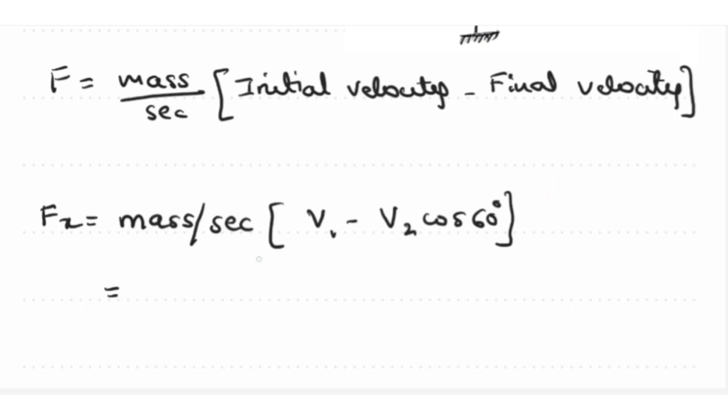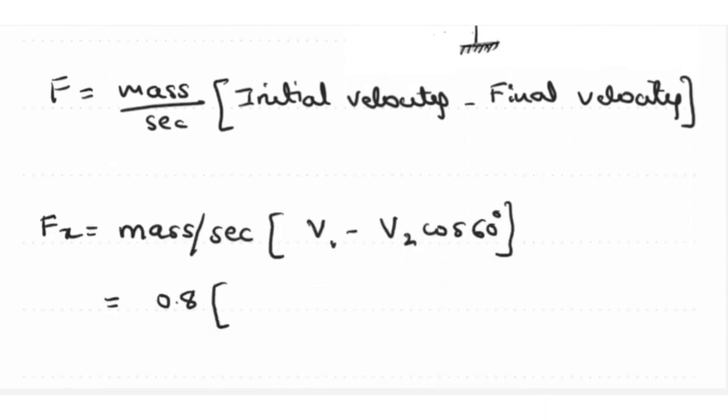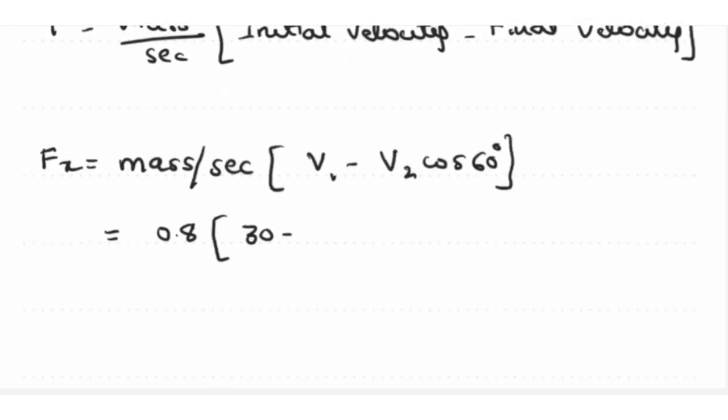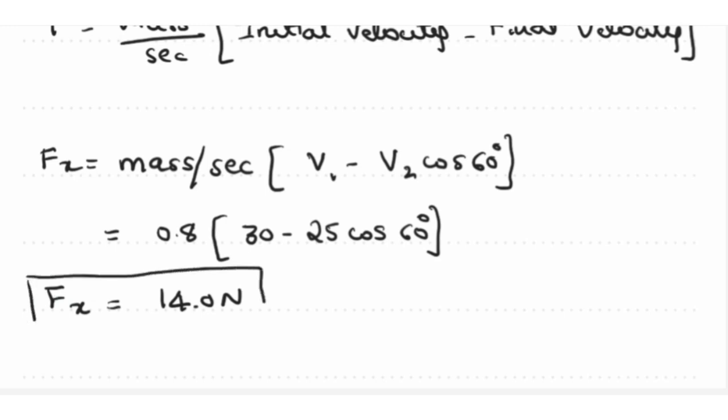So we have to substitute the values here. Mass per second, we can substitute directly 0.8 kg per second. V1 is 30 minus V2 is 25 cos 60 degree. So if we solve, we get Fx is equal to 14 Newton.